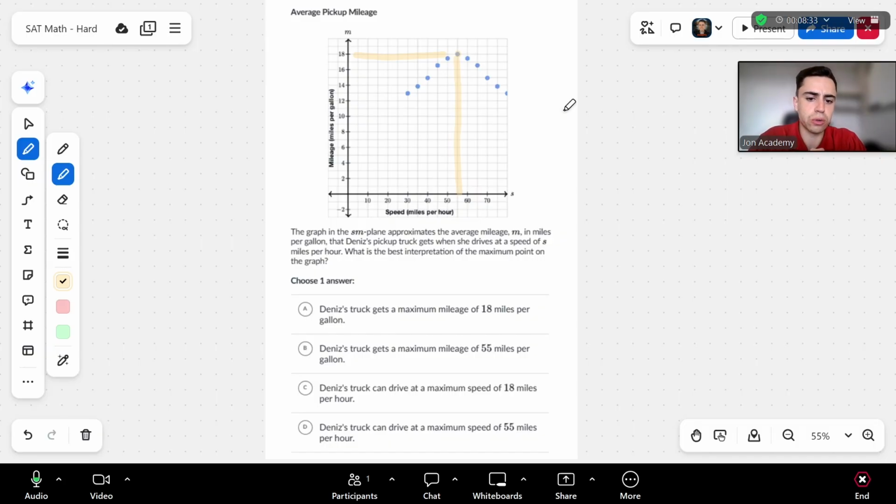Dennis's truck gets a maximum mileage of 18 miles per gallon, or gets a maximum mileage of 55 miles per gallon. This one is wrong because 55 is the speed. Dennis's truck can drive at a maximum speed of 18 miles per hour, wrong. It can drive much faster, as we see here on the x-axis. And Dennis's truck can drive at a maximum of 55 miles, also wrong. It is the first option. Why? Because it's getting 18 miles per gallon at the speed of 55. That's what it's telling us.